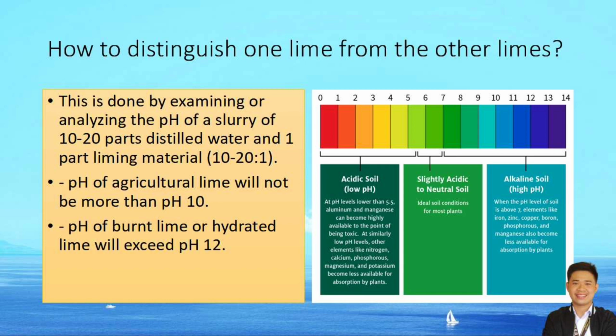How to distinguish one lime from the other limes? This is done by examining or analyzing the pH of a slurry of 10 to 20 parts distilled water and 1 part liming material, 10 to 20 is to 1. The pH of agricultural lime will not be more than pH 10. Meanwhile, the pH of burnt lime or hydrated lime will exceed pH 12.